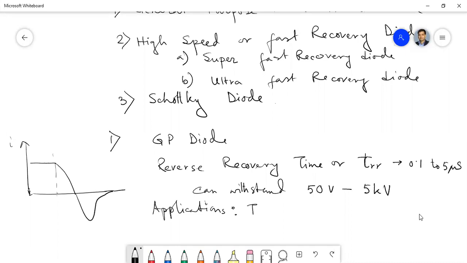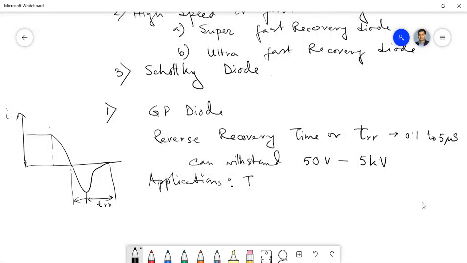Okay, so this phase is called the TRR, reverse recovery time. Sometimes this whole time is called the reverse recovery time. Not only this portion, but the whole time is the reverse recovery time.